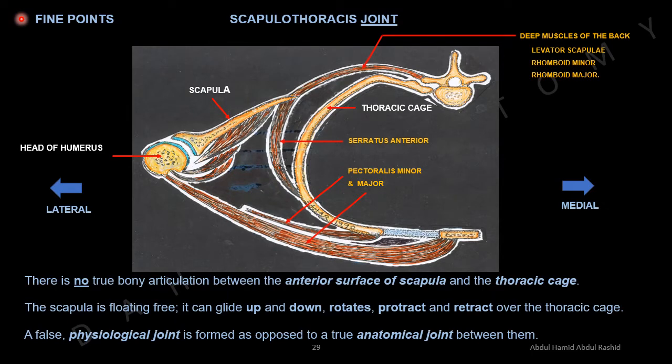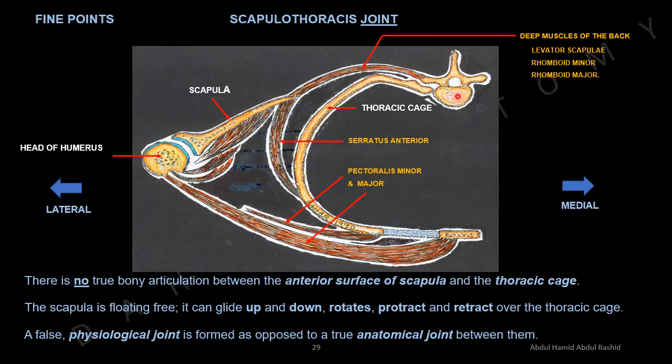Fine points. Scapulothoracic joint. See the diagram very carefully. This is the lateral side. This is the medial side. This is the head of the humerus. This is the scapula and its lateral angle, the glenoid cavity, which articulates with the head of the humerus to form the shoulder joint.